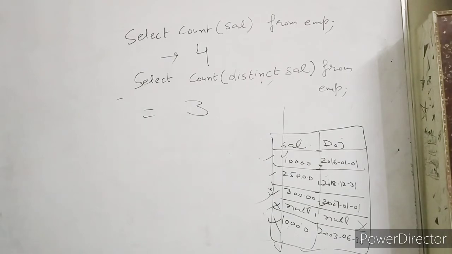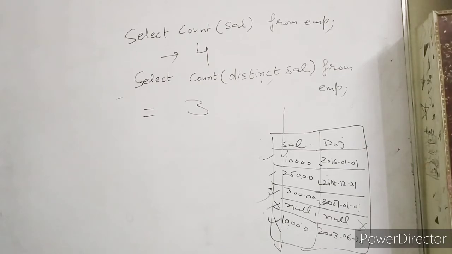This question is important from the theory point of view also: the difference between count salary and count distinct salary. You can write it yourself. While counting the salary, we take the duplicates also, and in the case of count distinct salary, we take only separate, distinct values, and then we calculate the count.